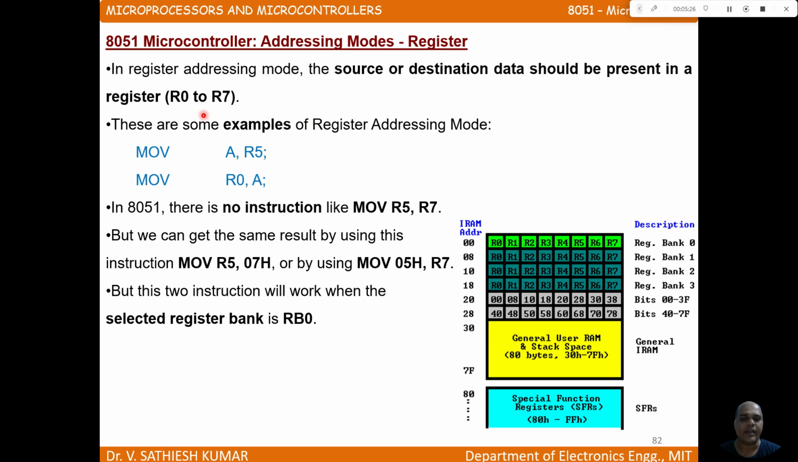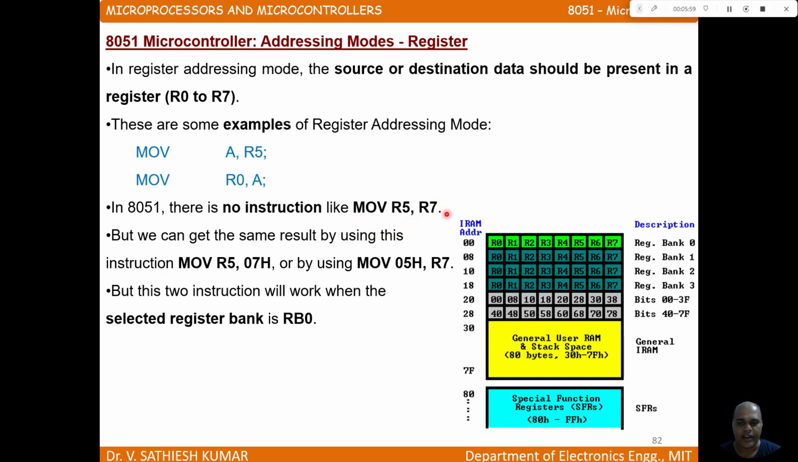Some examples in register addressing mode are MOV A, R5, which means I am going to move data from register R5 to the accumulator. In the same way, in the second instruction, MOV R0, A, we move data from the accumulator to R0. In 8051, there is no instruction like MOV R5, R7, which means I can't move data from R7 to R5 directly, but the same functionality can be done in a different way.